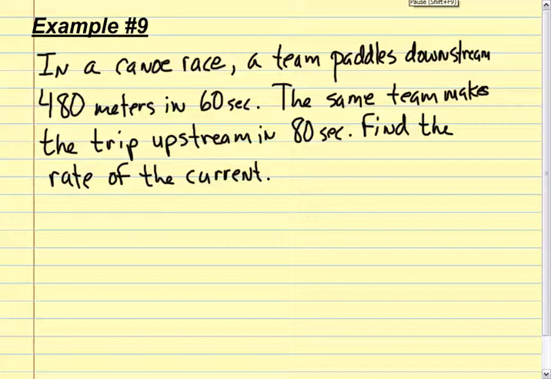Okay folks, example number 9. It says in a canoe race, a team paddles downstream 480 meters in 60 seconds. Okay, remember it's just distance and time. Just because it's not miles per hour, don't let it throw us off, okay? Still using the same formula. The same team makes the trip upstream in 80 seconds. Find the rate of the current.